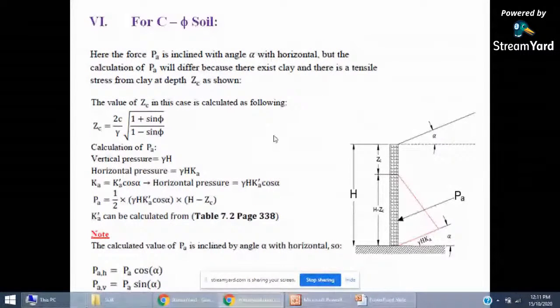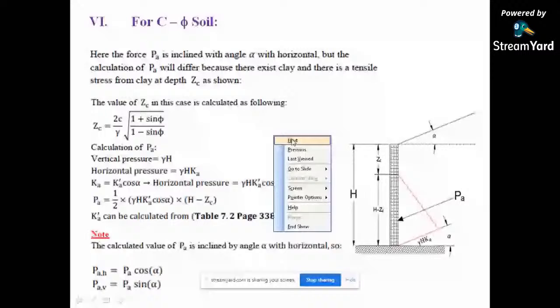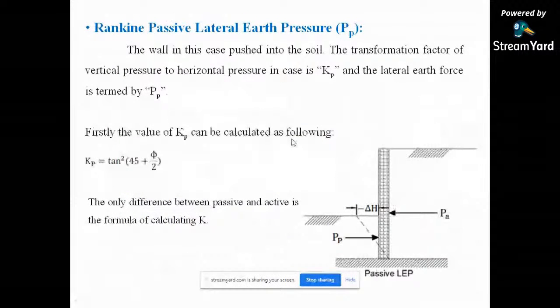So we'll see the next. Okay, Rankine's passive lateral earth pressure. Before this, we have studied two cases: earth pressure at rest, K0, P0. Next, we studied Rankine's active lateral earth pressure, Ka, Pa. And now we are going to study Rankine's passive lateral earth pressure, Kp and Pp. So here we'll see how it acts.